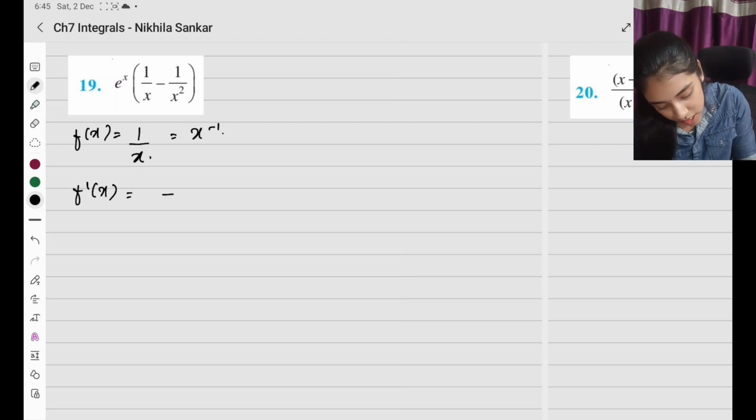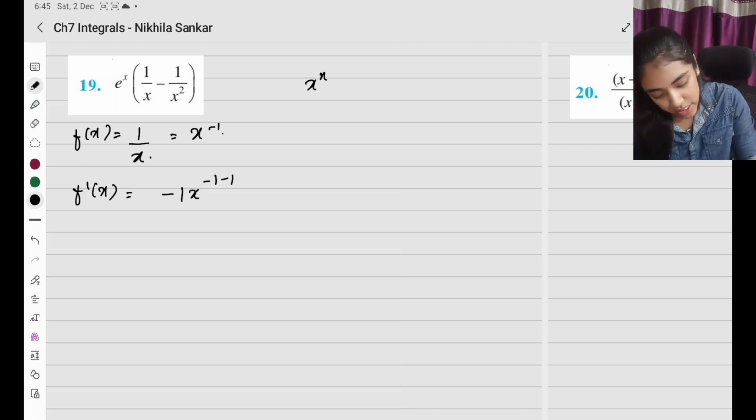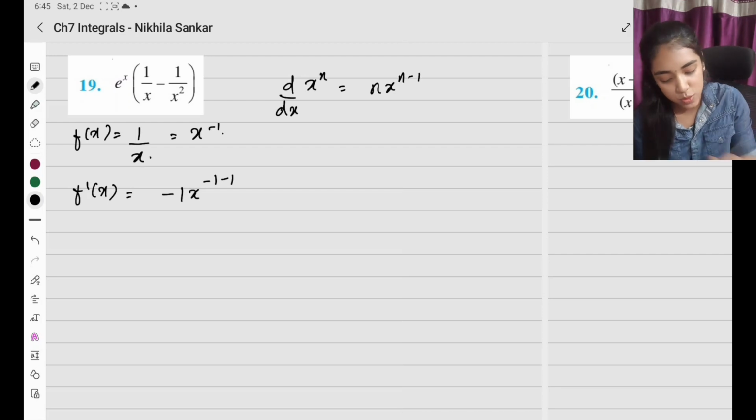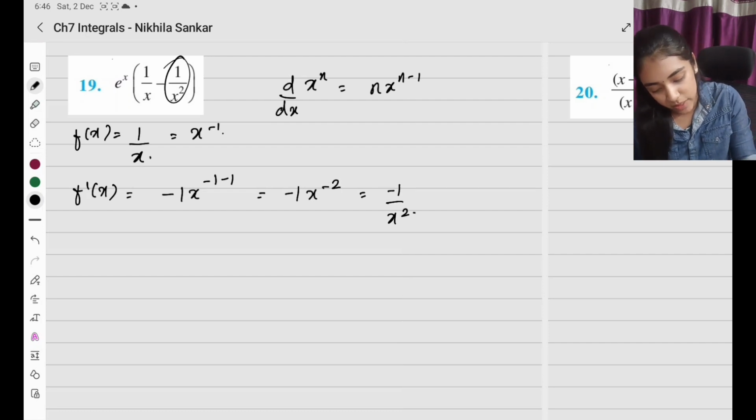இதை differentiate பண்ணா minus 1 times x to the power minus 1 minus 1, இல்லையா? How am I doing this? So this is x to the n. இதோட derivative கண்டுபிடிக்கணும்னா I need n x to the n minus 1. So minus 1 ஆல பண்றேன். So this is minus 1 x to the minus 2, which is minus 1 divided by x square. So this is my f dash of x.